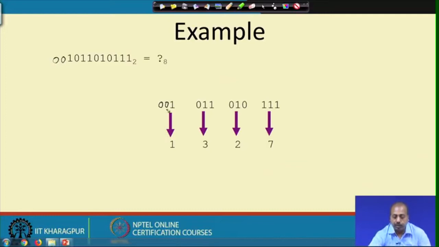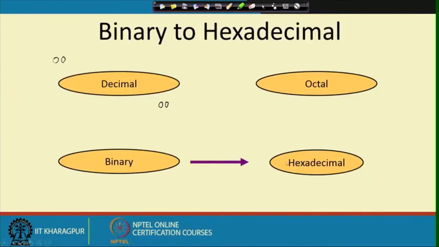Now you convert the 3-bit patterns into the corresponding octal digits. So, 111 is 7, 010 is 2, 011 is 3, and 001 is 1, and the corresponding number becomes 1327. So, this is the corresponding number.